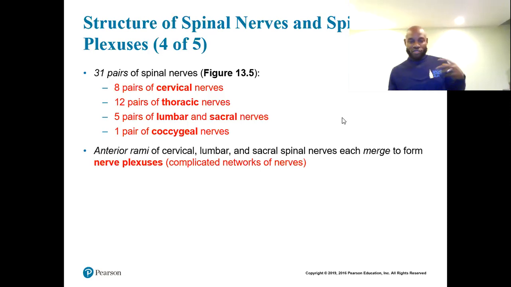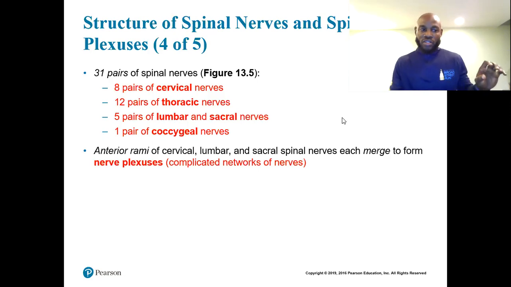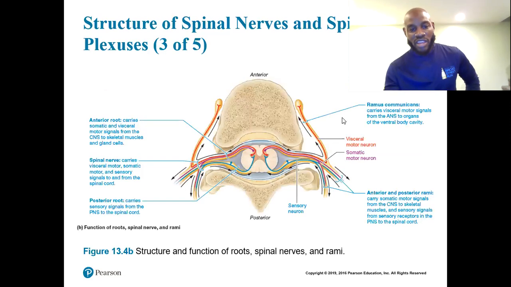Then we have the rami, anterior rami and posterior rami, going to different parts of the body. And specifically with the anterior rami, towards the front, we have what we call nerve plexuses, complicated networks of nerves. Remember the anterior rami, right? Anteriorly, that's where you have a lot of your visceral motor functions, right?